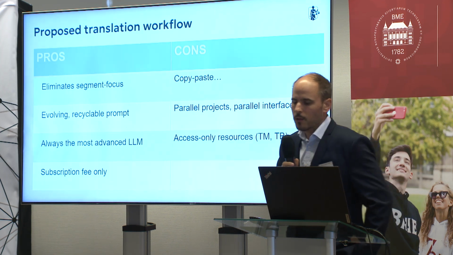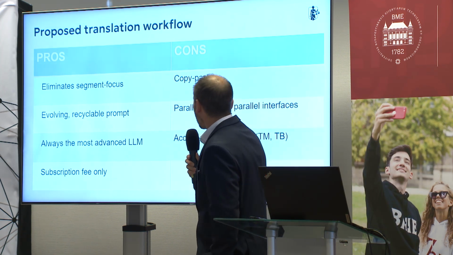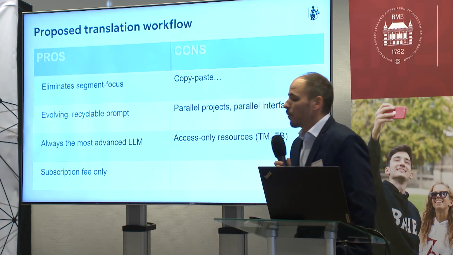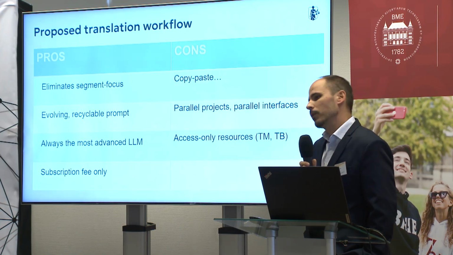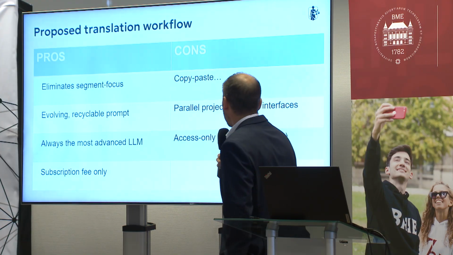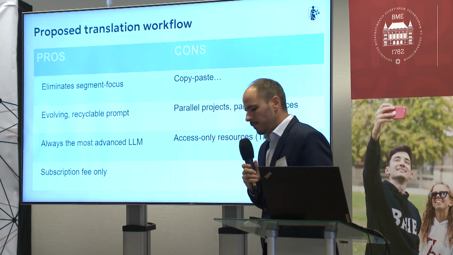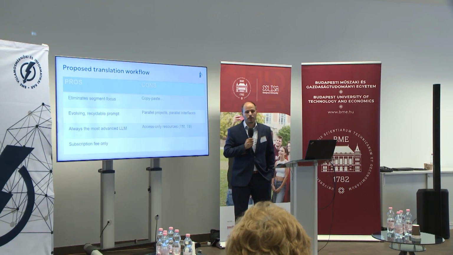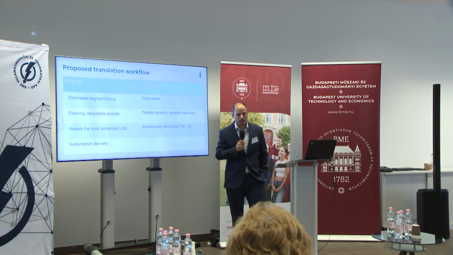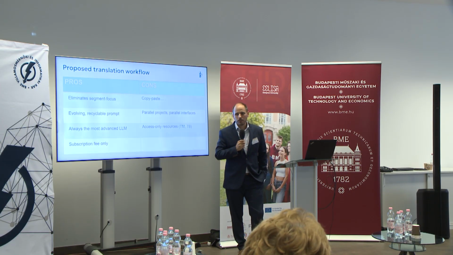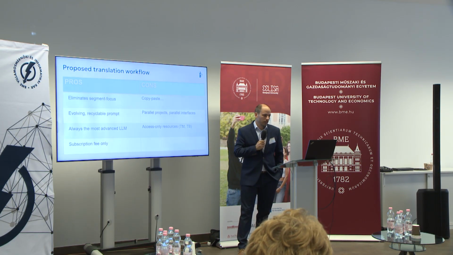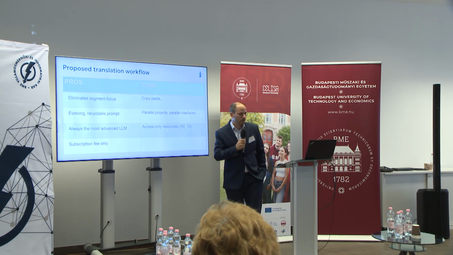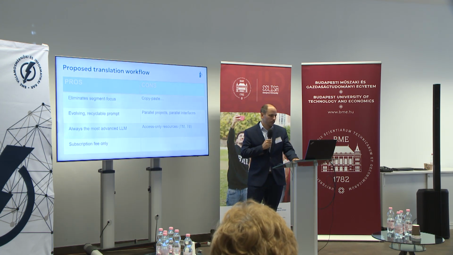On the downside, of course, there's the copy-paste, but let's skip that. And of course, you have to set up 2 parallel projects all the time, one in the CAT tool, another one in the browser, in ChatGPT. And there are, in some cases, especially in bigger and more complicated projects, you will find that the translation memory is not accessible for you to just add to a ChatGPT project, and the same goes for the term base. So you have limited access to those resources.